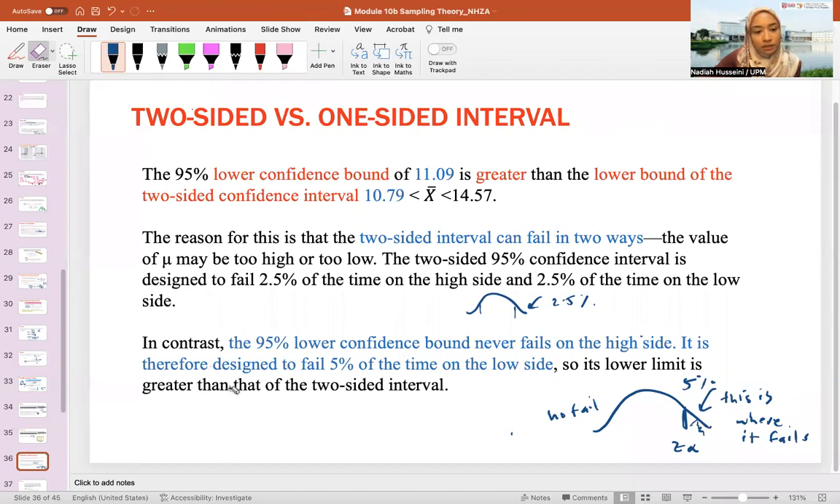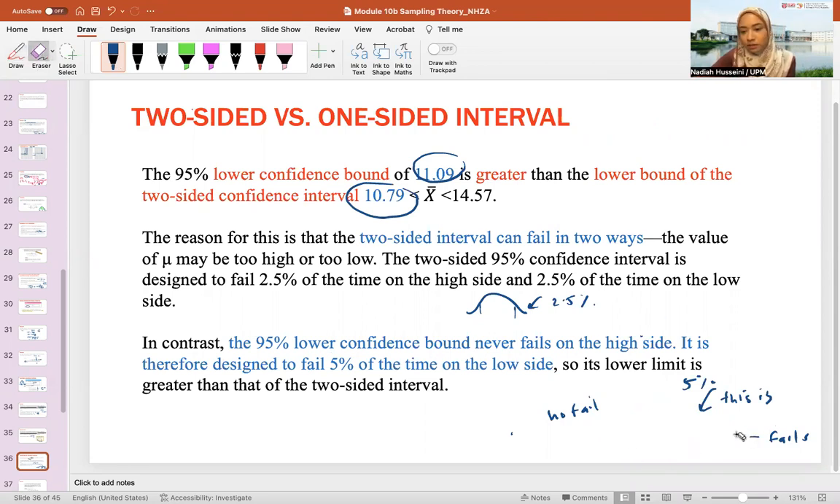So its lower limit is greater than that of the two-sided interval. Sorry, we were talking about lower limit, but I was talking about upper limit just now. So I hope I didn't confuse you. So let's go back to the lower limit. We're talking about lower limit here. So this is lower limit. So the 95% confidence bound never fails on the high side.